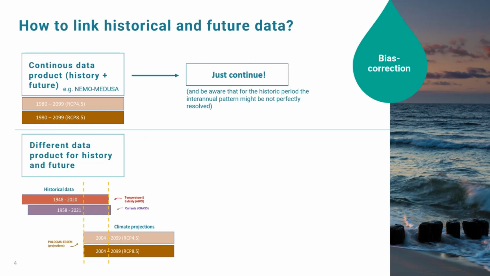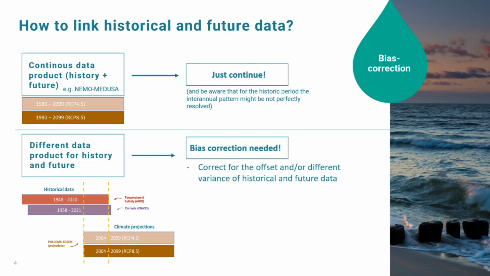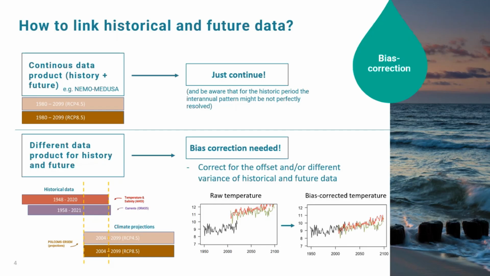And when we just plot those data against each other, we see that there is a bias, right? So this is raw temperature. I think it's the mean temperature over the North Sea. And the black line would be the historical period, and the red and green lines would be the RCP projections. And you see that there's quite a big difference, and they don't overlap. So you need to correct for the offset of the different data, and you might do this via bias correction.